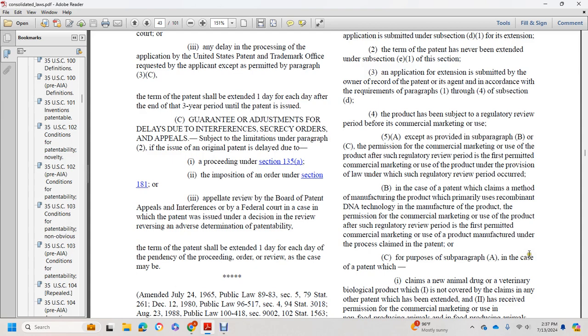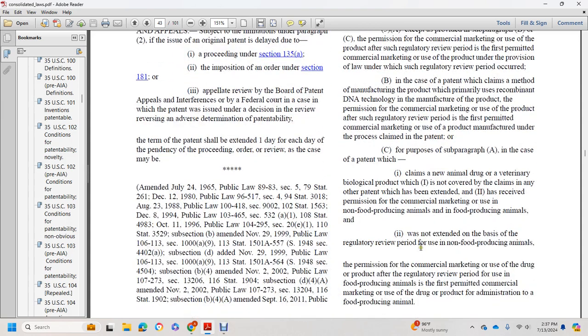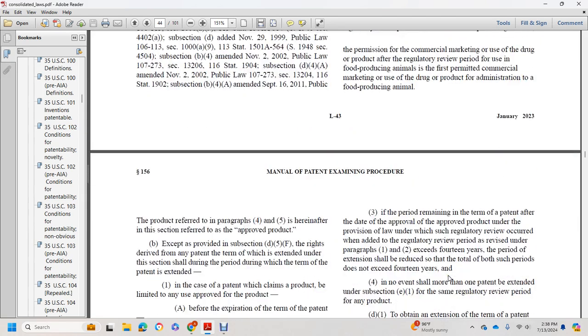C. For the purpose of subparagraph A, in the case of a patent which 1, claims a new animal drug or a veterinary biological product which was not covered in a claim of any other patent that has been extended, and 2, with the receipt of permission for commercial marketing or use in non-food producing animals and food producing animals, was extended on the basis of the regulatory review period for non-food producing animals, the permission for the commercial marketing or use of the drug and product, the regulatory review period for use in food producing animals is the first permitted commercial marketing or use of the drug and product administered to food producing animals.